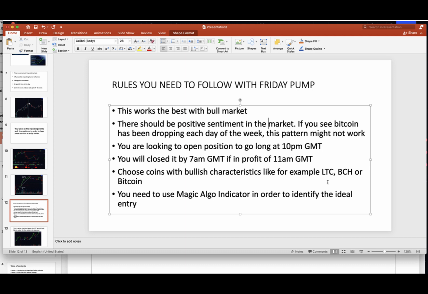You need to use Magic Algo. Well, you can use your favorite indicator. It's up to you. The most important thing is we have this repeating pattern on Friday. And if you look at previous Fridays, you will understand and you will visualize it. And you might be able to forecast it as well this Friday. So let me show you a couple of examples so you can understand it a little bit more.